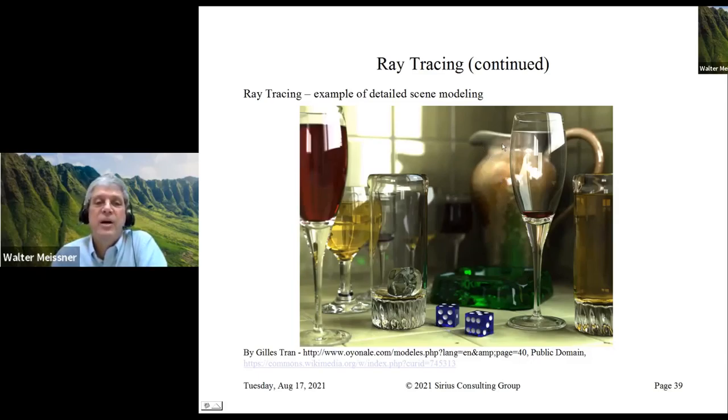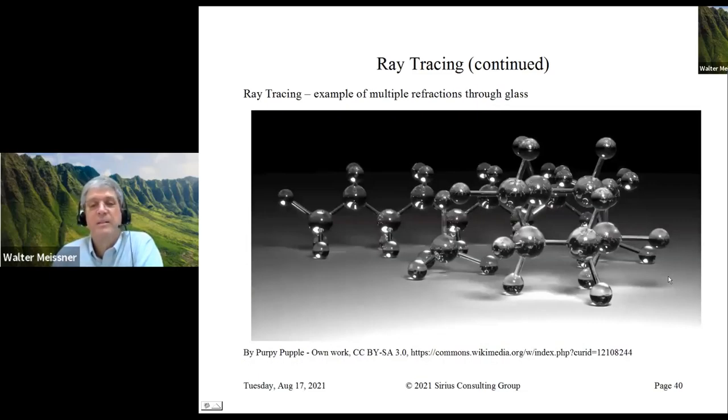You also have a glazed pitcher here, which has a really nice out of focus effect, but it also gives the appearance that it's really a glazed pitcher. Also, there's an ice cube in this glass, and you have all the reflections and refractions that go through the glass and through the ice cube and into the objects behind it. So this is a really detailed scene of what can be done.